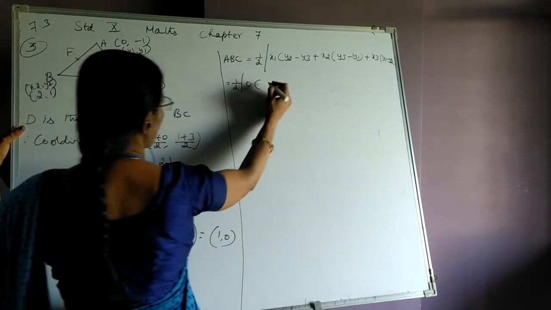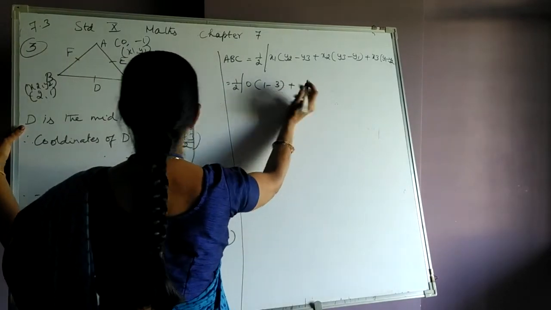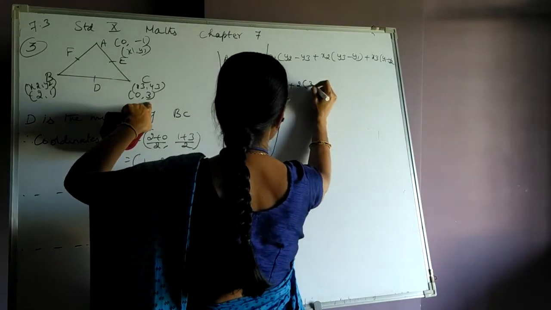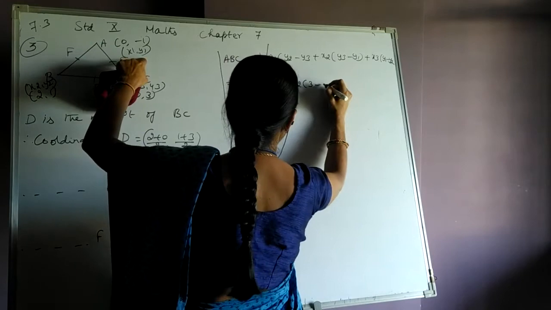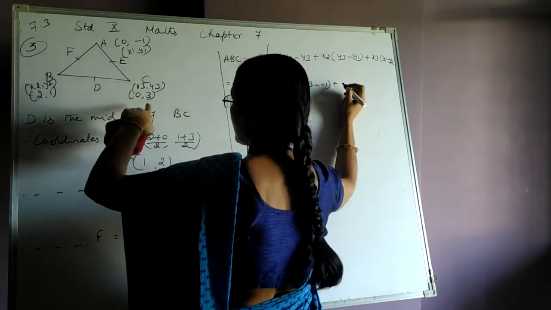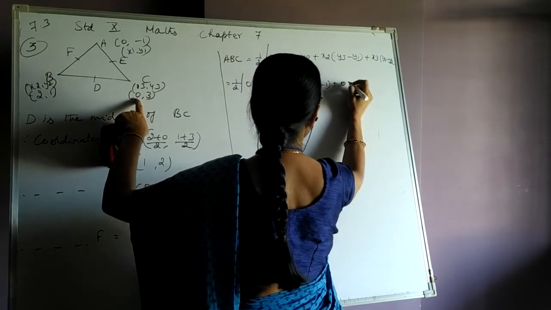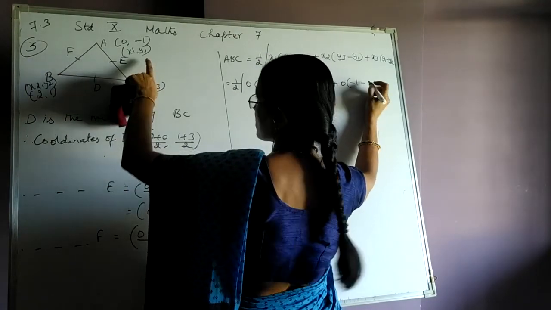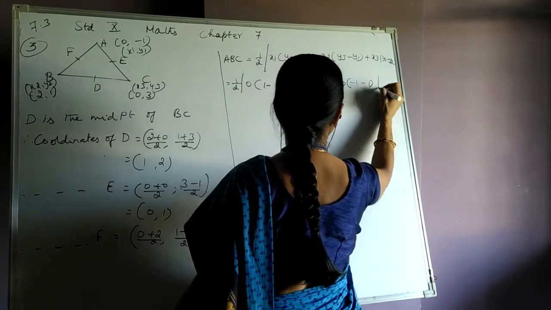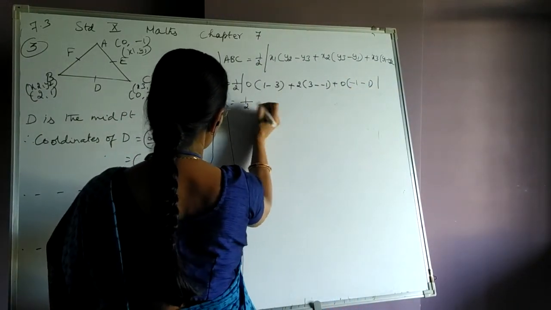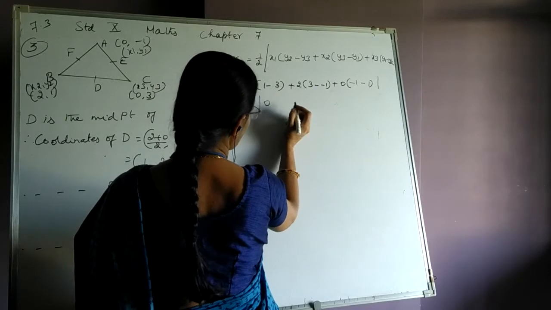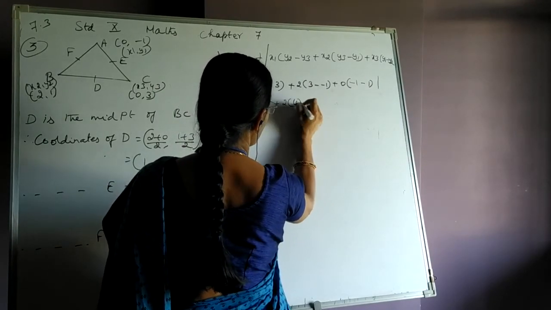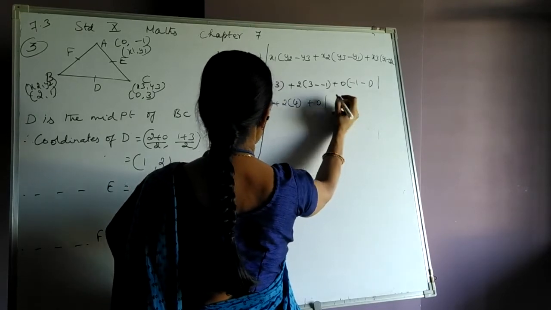So let us write first the area of triangle ABC, then we find the area of triangle DEF. The ABC triangle formula is half x1 (y2 minus y3) plus x2 (y3 minus y1) plus x3 (y1 minus y2). Substituting the values, I have taken this as x1 y1, this x2 y2 and C as x3 y3.